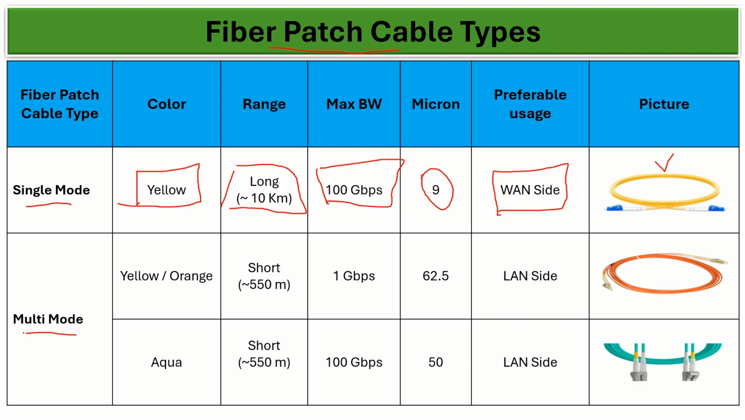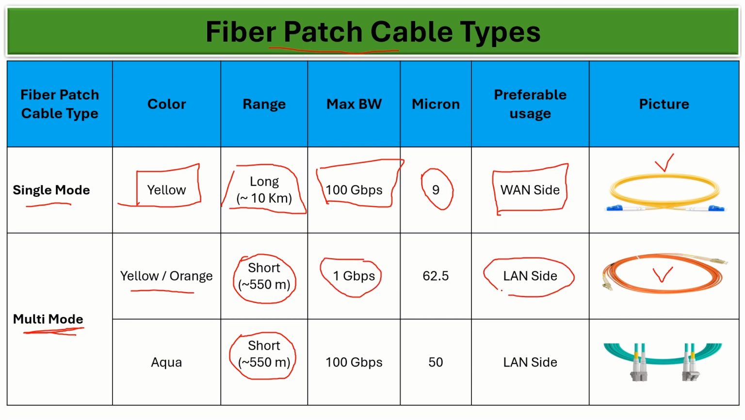Now, what about multi-mode? Multi-mode cable is primarily for shorter distance, around 550 meters maximum. Here also we have two variants of multi-mode. One is the yellow or orange colored, as we can see in this picture, which provides 1 Gbps of throughput and is primarily used on the LAN side because we are connecting two devices within that room or within that building. The distance is short, hence we can't use it for longer distance or inter-building connectivity.